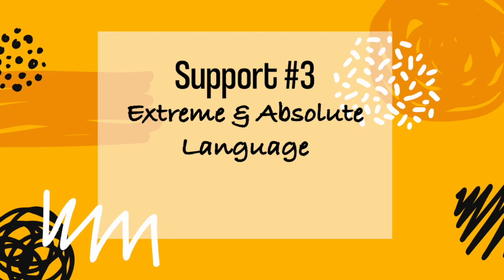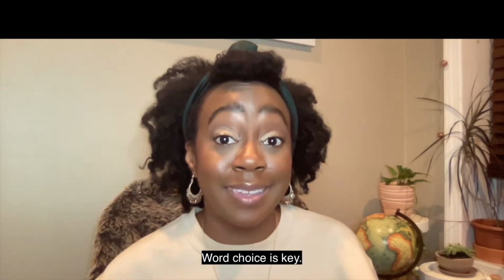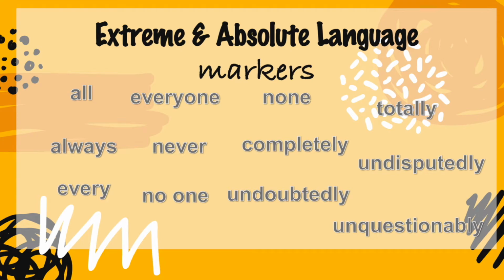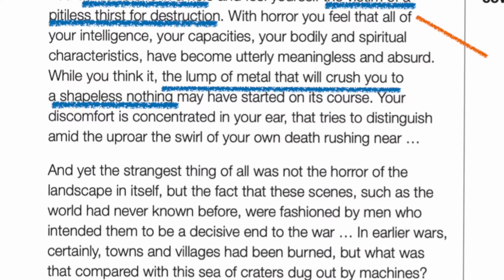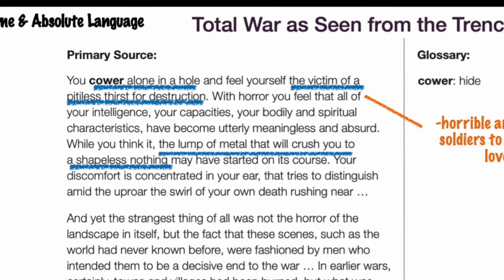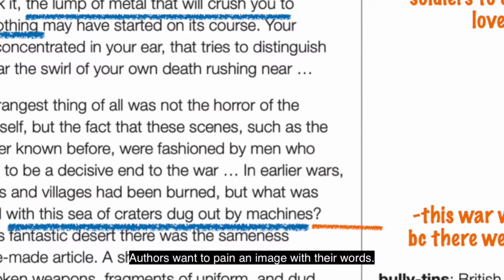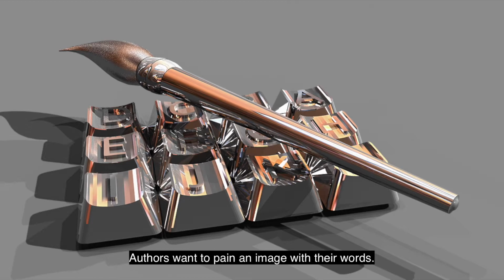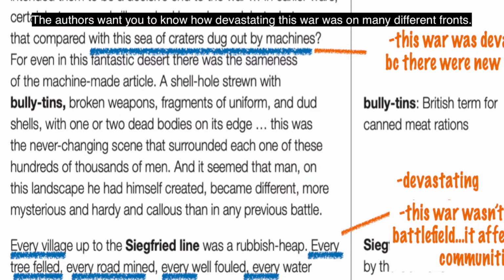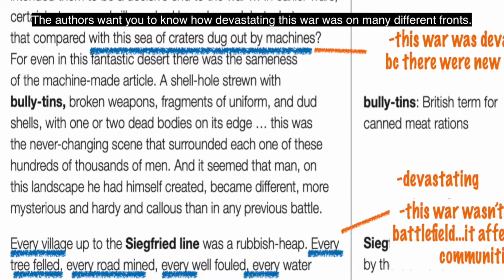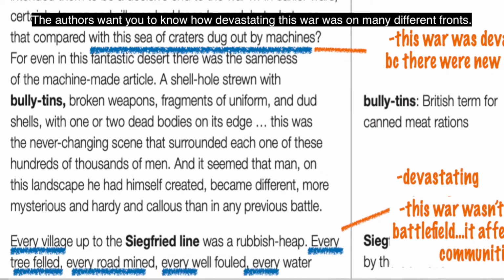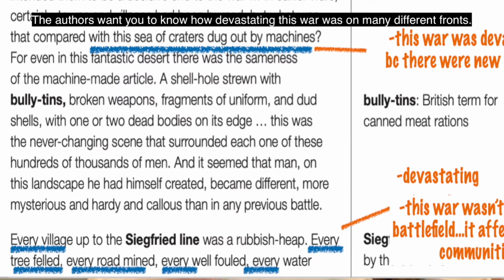Support number 3, extreme and absolute language. Word choice is key. Why would an author use certain words like every, none, no other, pitiless, meaningless, or phrases like cower in a hole or a sea of craters, right? They want to paint an image with their words. They want you to know, the authors, they want you to know how devastating this war was on many different fronts.